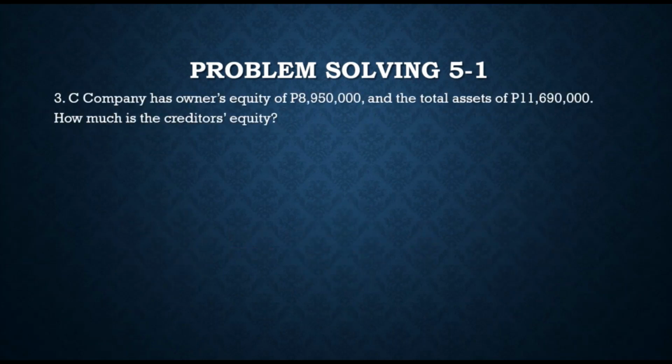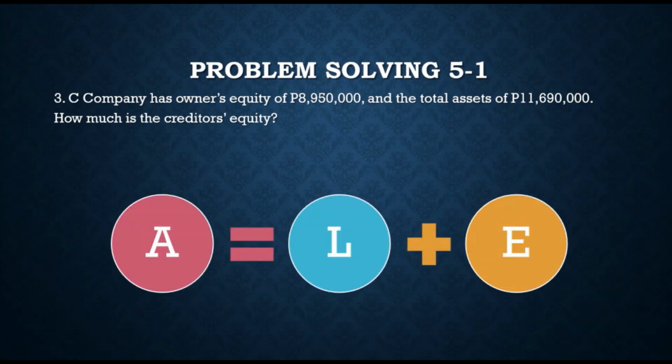Number 3, C company has owner's equity of 8,950,000 and total assets of 11,690,000. How much is the creditor's equity? So pag sinabing creditor's equity, tumutukoy din siya sa liabilities. So sa ating accounting equation, A is equal to L plus E, meron daw tayong assets na 11,690,000 and meron tayong owner's equity na 8,950,000 and ang nawawala ay liabilities. So 11,690,000 minus 8,950,000, ang total amount ng ating liabilities ay 2,740,000.